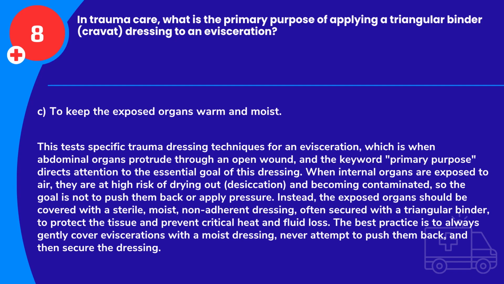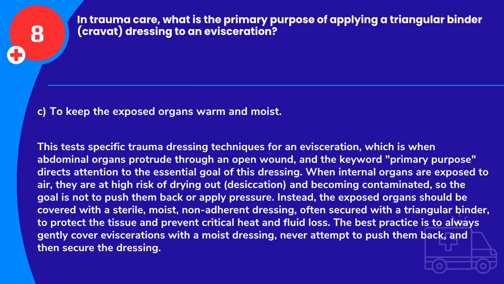Answer: C. To keep the exposed organs warm and moist. This tests specific trauma dressing techniques for an evisceration, which is when abdominal organs protrude through an open wound, and the keyword primary purpose directs attention to the essential goal of this dressing. When internal organs are exposed to air, they are at high risk of drying out, desiccation, and becoming contaminated, so the goal is not to push them back or apply pressure.